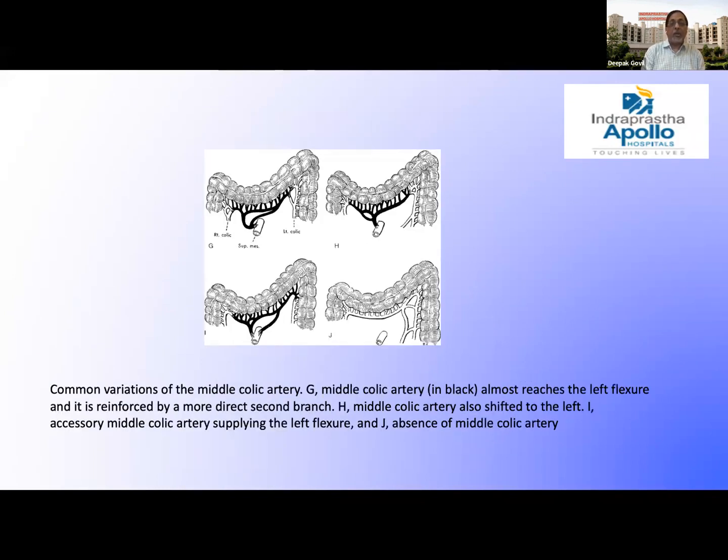Coming to the middle colic artery, that also has a lot of variations. There can be a common trunk with the branches on the right side and the left side. There can be a common trunk which can divide and be more in the mid-transverse area. Then there can be another branch going towards the splenic flexure area, or sometimes even the middle colic may be absent and may be supplied by these, but this is not very frequent.